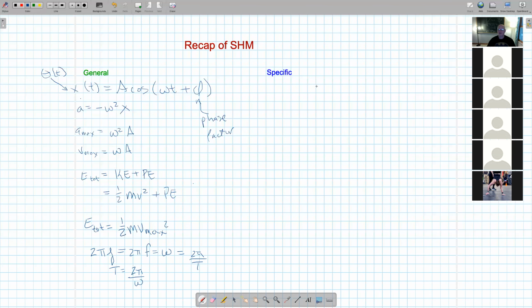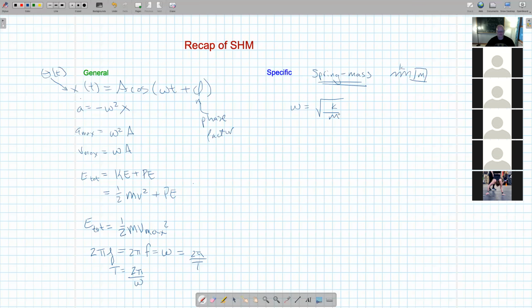So far, the only specific case we've seen is for a spring mass system. That's the only type that we've talked about so far. Here we have our spring attached to some sort of mass, with a spring constant k and a mass of m. So here we said the angular frequency is equal to the square root of the spring constant divided by the mass.